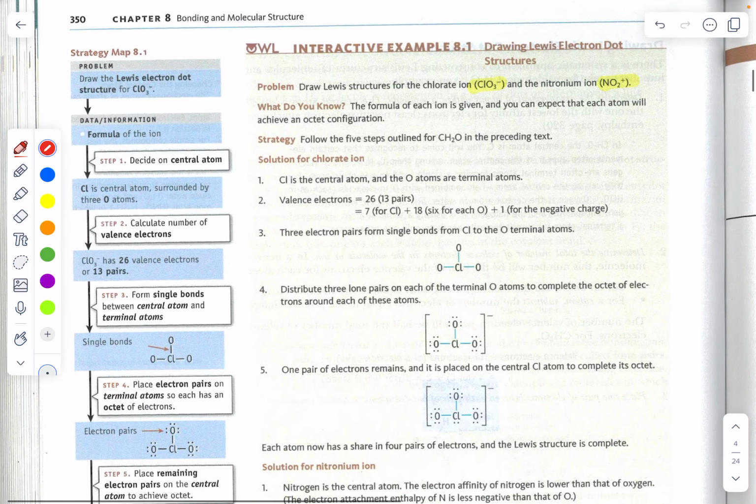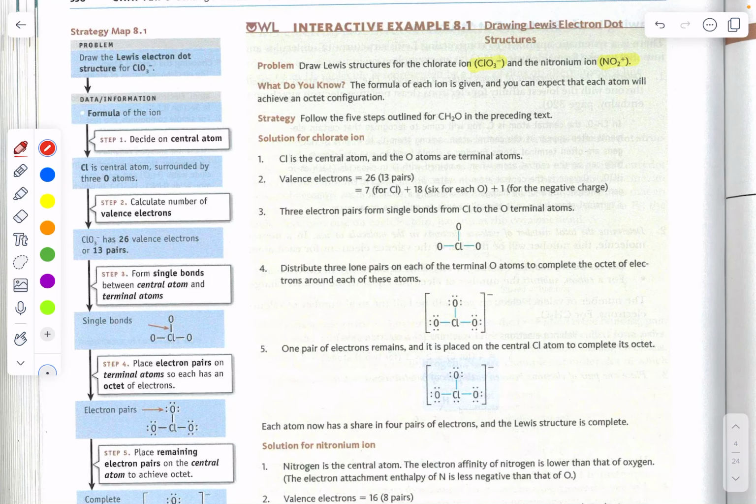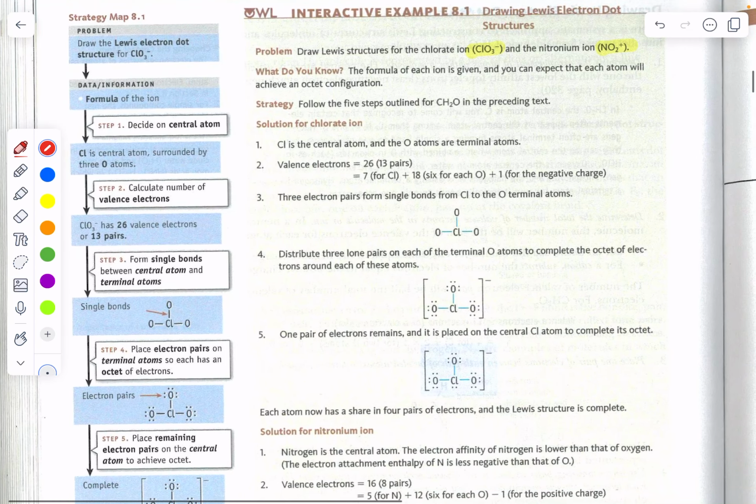Now, this particular activity is an opportunity for you to practice. I'm not going to go into much detail. I will show you, though, that we use brackets around the entire structure with a negative sign when we have a polyatomic ion. And of course, if I was going to be drawing this molecule, I would probably want to do it in this fashion right here, and then put my dots around it. The printer that printed this book was not able to do that.